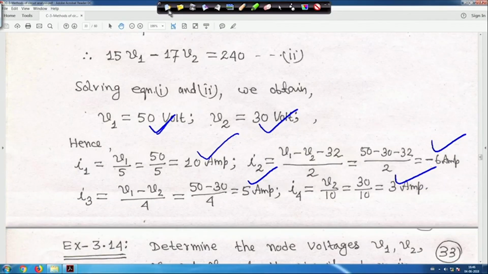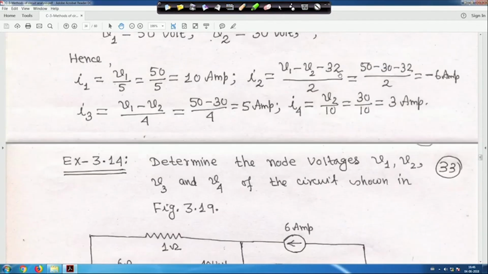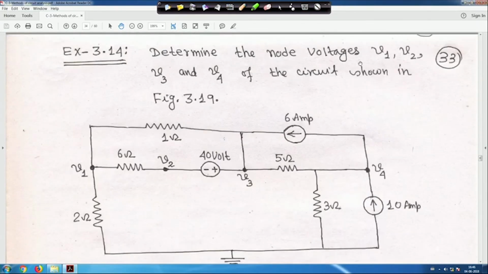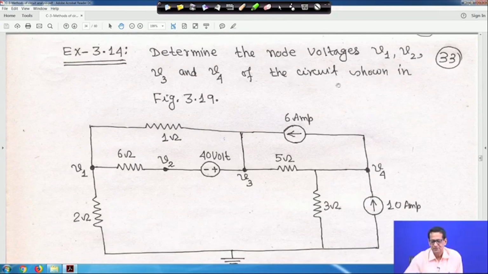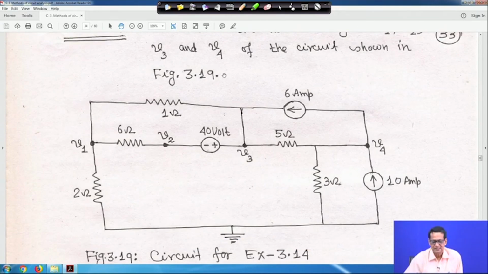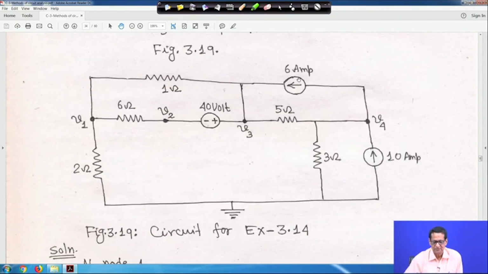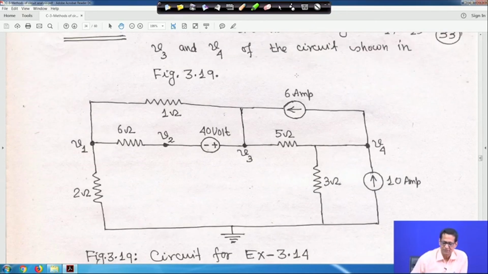So, let me clear this, right. So, next one is: determine the node voltages V1, V2, V3, V4 of the circuit shown in figure 19, right. So, you have to find out V1, V2, V3, V4. Listen, there are certain things that you have to look at when you solve the problem, look at the problem carefully before doing anything.